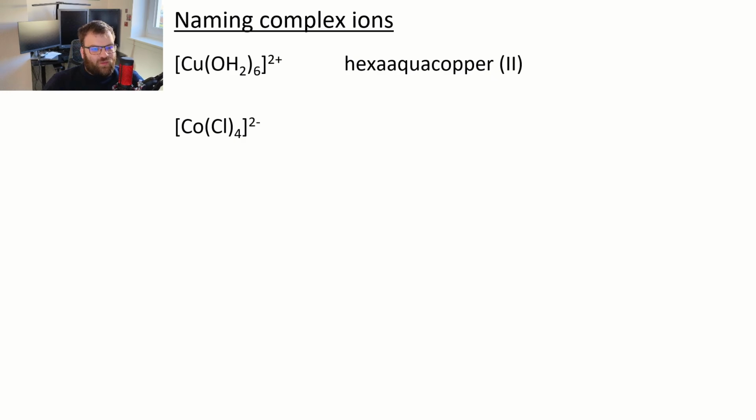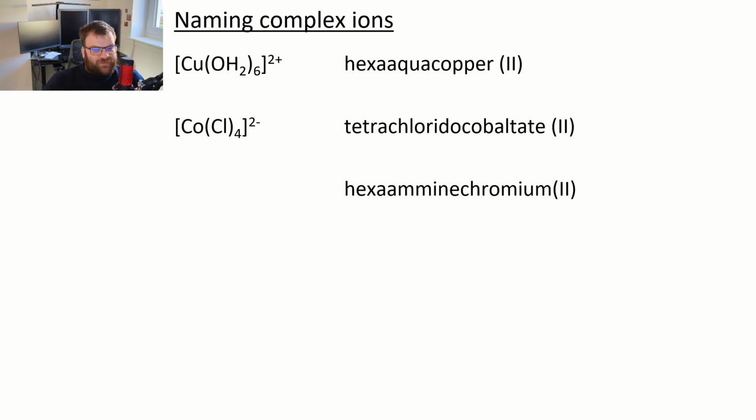Each chlorine will be 1 negative. This gives you 4 negative for the chlorides. To get to 2 negative overall, your cobalt has to be 2 plus. We'll put 2 in Roman numerals at the end of the name. Tetrachlorido, because there's 4 chlorines. Cobaltate, because it's overall negative and it's cobalt. And then the 2, because it has to be 2 plus on the Co to overall have 2 negative at the end.